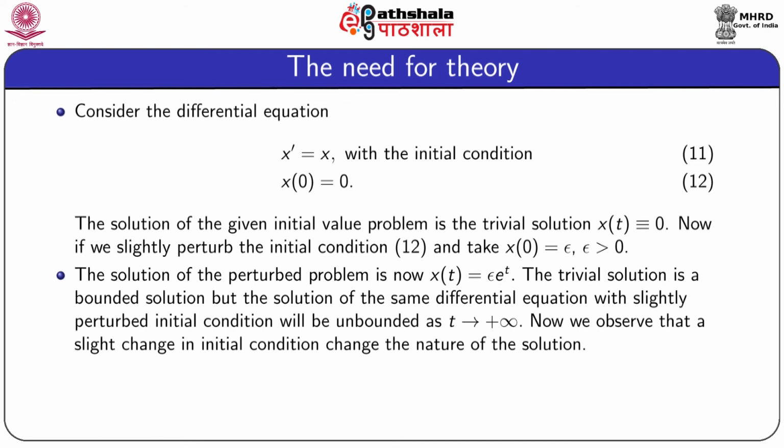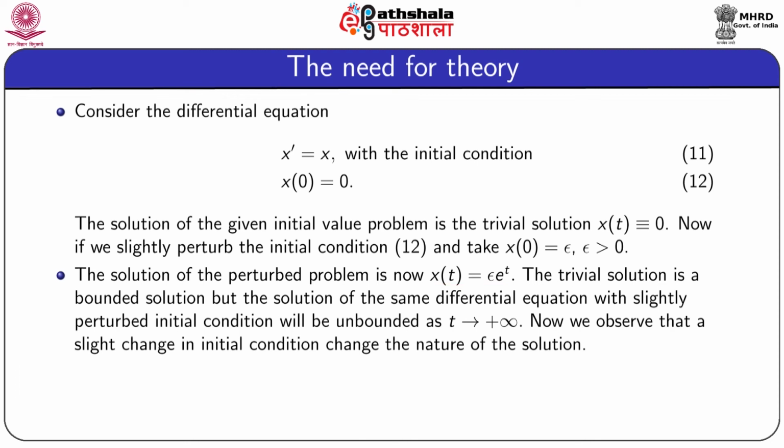We consider the differential equation dx/dt equal to x, given by equation 11, with the initial condition x(0) equal to 0. The solution of this given initial value problem is a trivial one, which is x(t) equal to 0. Now, if we slightly perturb the initial condition 12 and take x(0) equal to epsilon, where epsilon is a positive quantity, the solution of this perturbed system is now x(t) equal to epsilon e to the power t.